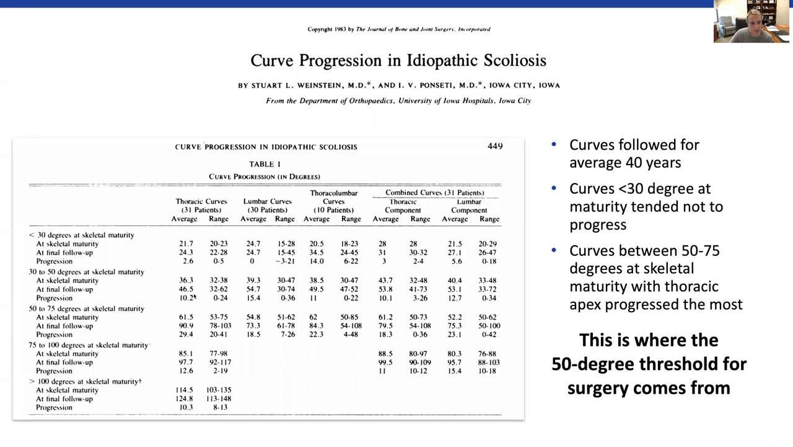So if you look at this table, 30 to 50 degrees had a risk of progression by about 10 degrees, which isn't bad. If the curves got to 50 degrees or more, those were the curves that seemed to have the most risk of progression. And in this table, you can see here that for a thoracic curve, it could progress 30 degrees over the following 40 years, which leaves you with a fairly significantly sized curve at adulthood. So this is really the study that leads us to the conclusion that 50 degrees is the threshold for us to recommend surgery for these patients, because we want to prevent them from having the scenario where they start with a 50-degree curve and end up with an 80 or 90-degree curve as an adult.